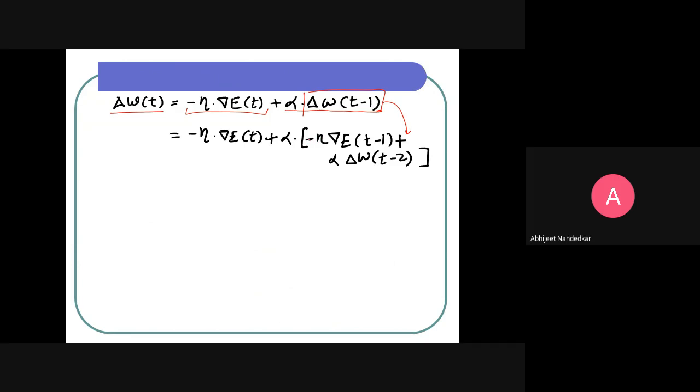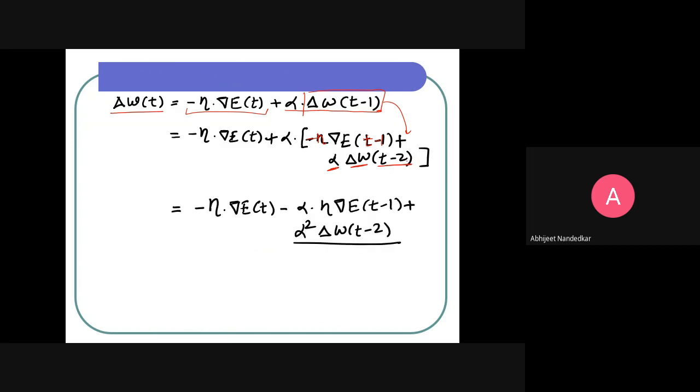So what is this? This is the change in error with respect to those weights for the t minus 1 time step, plus alpha into the change in weight for t minus 2, because for the t minus 1 step, the previous change in weight will be t minus 2. Now if I simplify, if I take this alpha inside this bracket, this will be minus alpha into learning constant into gradient of error for t minus 1 plus alpha square into change in weight t minus 2.